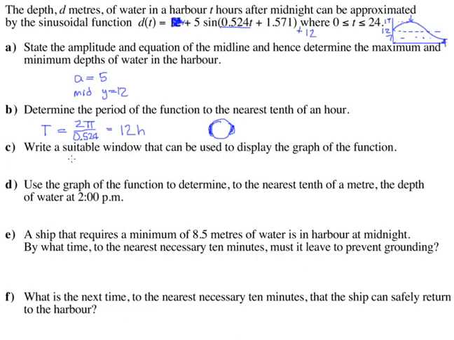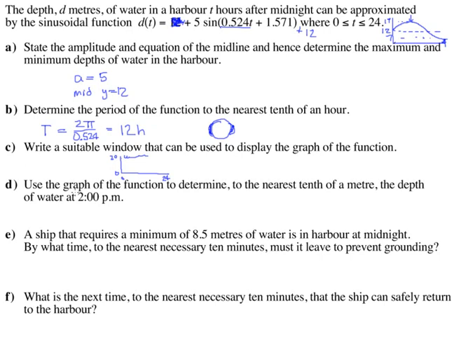Write a suitable window that can be used to display the graph of the function. Well, if you wanted to show an entire day of this, you'd probably want to go from 0 to 24 hours. And for the depth of the water, you could go 7 to 17. I'd be inclined to use something like 0 to 20, just because I like starting graphs at 0, and you don't want to stop right at 17. You want a little extra space, so when the calculator starts displaying stuff up here, it doesn't run over your graph. So x min 0, x max 24, y min 0, and y max of 20 at least.